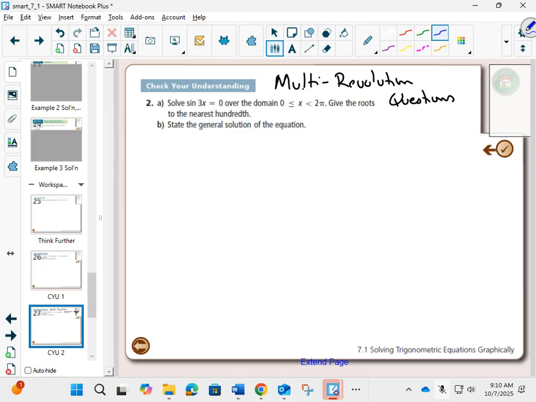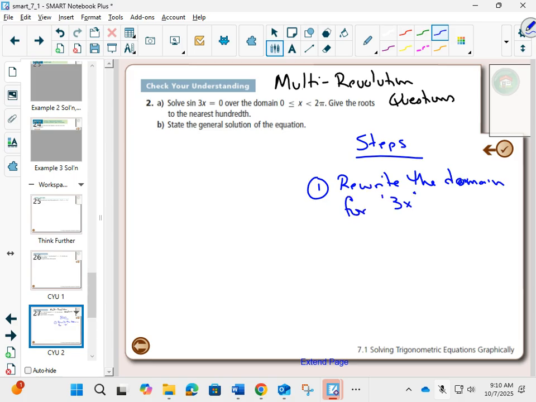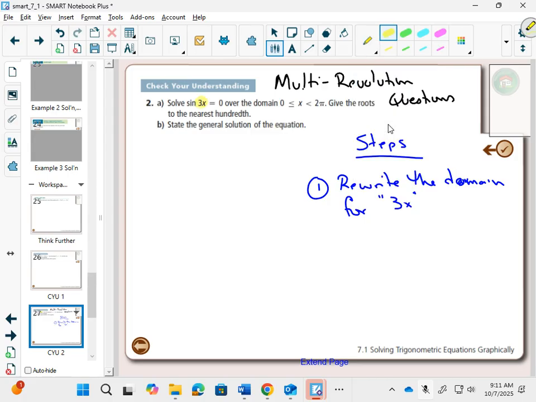Sometimes it's nice to have some steps off to the side that you can refer to later of what we did. So for this, I'll write some steps off to the side. Step 1, we're going to rewrite the domain for, and I'm going to put this in quotation marks, because it's going to change depending on the question. Like our question here says solve sine, and inside here I'm going to highlight it. It says there's a 3x inside. That's what's new about this question.